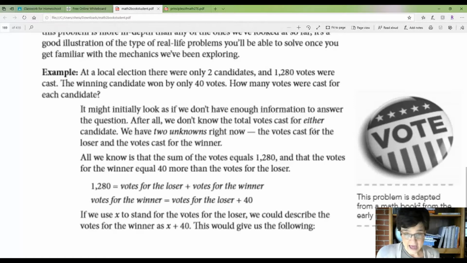The only information that we have is that the sum of the votes equals 1,280 and that the votes for the winner equals 40 more than the votes for the loser. So we could write it out like this. Total equals votes for the loser plus votes for the winner. However, there were 40 more. Votes for the winner equals votes for the loser plus 40. If we use X to stand for the votes for the loser, we could describe the votes for the winner as X plus 40.